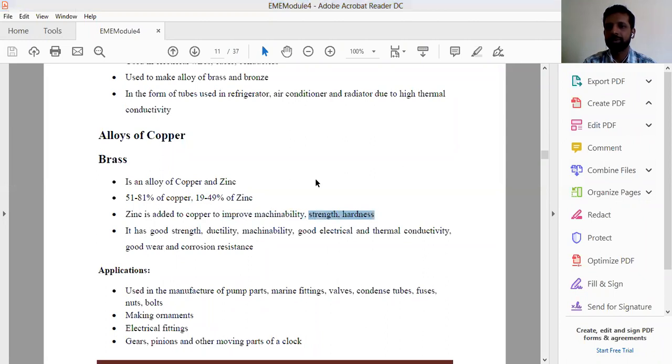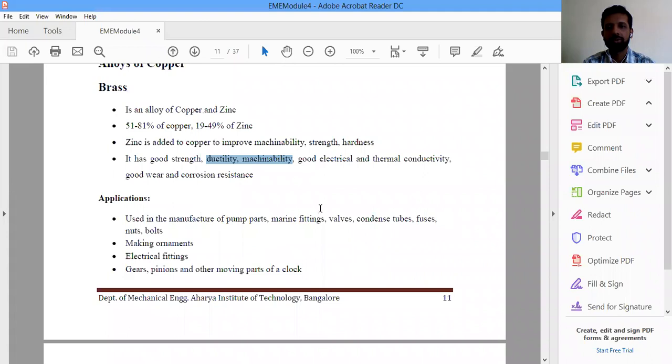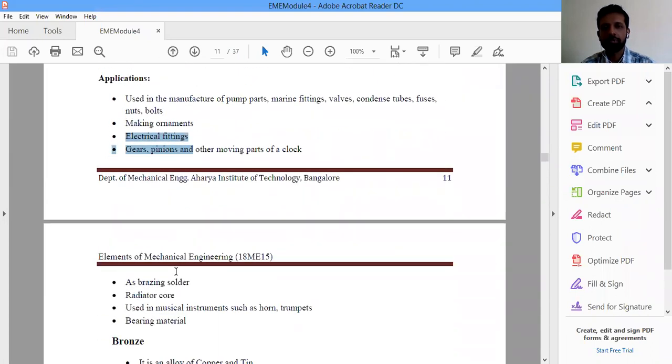The moment we add zinc to this copper, its machinability improves. It's easy to machine. Its hardness is also going to improve, right? Good strength and ductility is also going to be there. So this is used in marine fittings, valves, bolts, right? And all those things. In some cases we'll have things made up of brass. Some olden ornaments, in the previous days they used to make use of brass. Some electrical fittings have also been made of it.